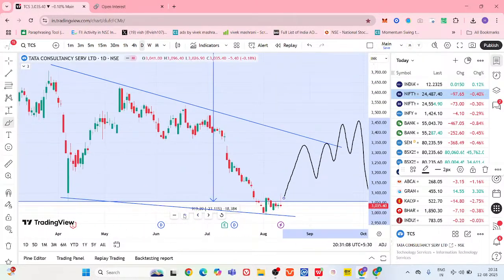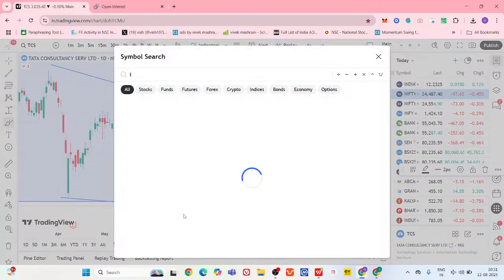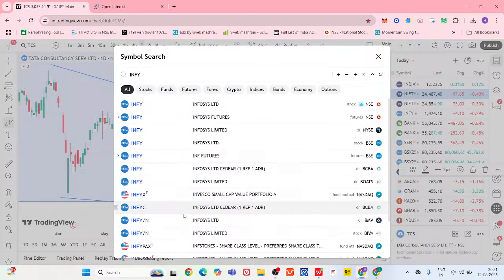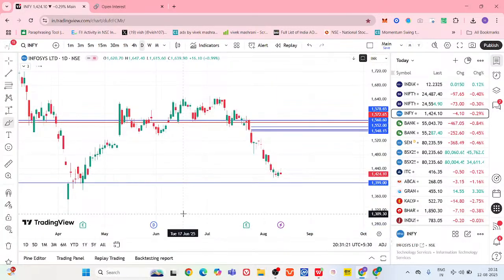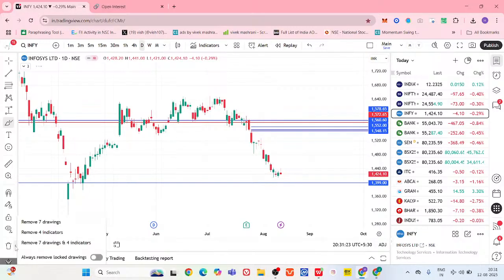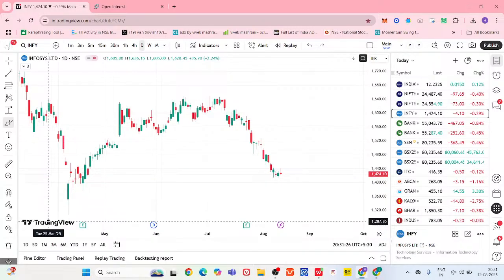Please remember, I may also mention the word hedge. There are a lot of hedging strategies. There are other videos, you can have a look at them. This is the view for TCS. Let us look at Infosys. Most other stocks, I think I have already done. So this is the view for the market.